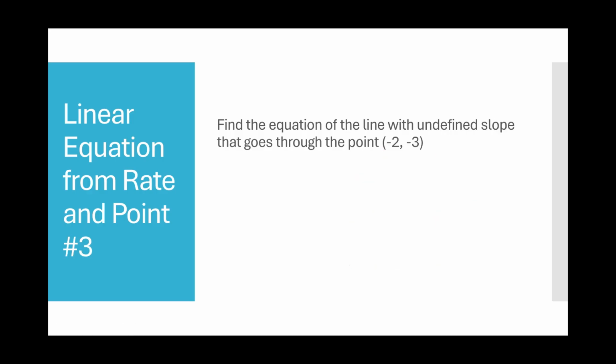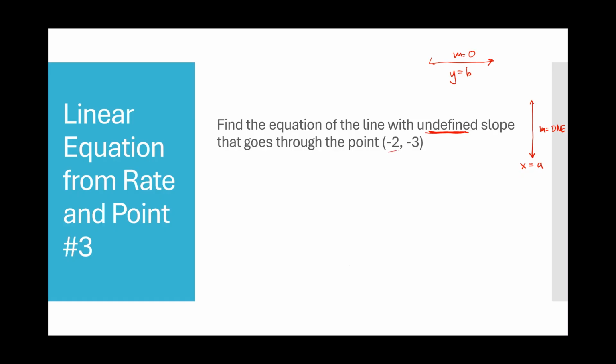Now there's 2 slopes you don't want to forget about. A 0 slope, perfectly horizontal. These are always of the form y equals some number. And an undefined slope, these are always perfectly vertical. And they are always of the form x equals a number.